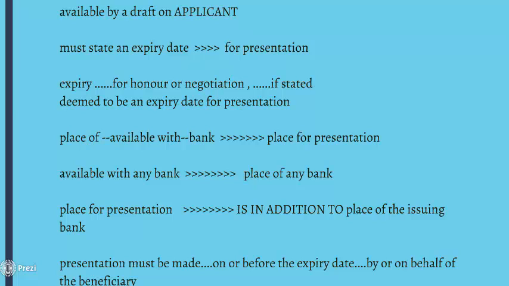Expiry for honor or negotiation, or expiry for presentation, is the same as the expiry date of the credit. The expiry date for honor or negotiation is deemed to be the expiry date for presentation. The expiry date for presentation is deemed to be the expiry date of the credit.